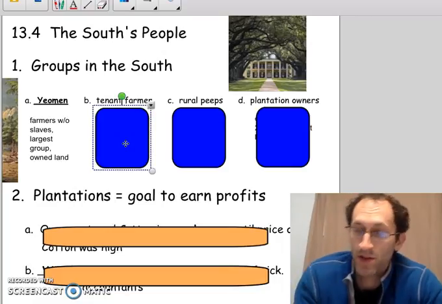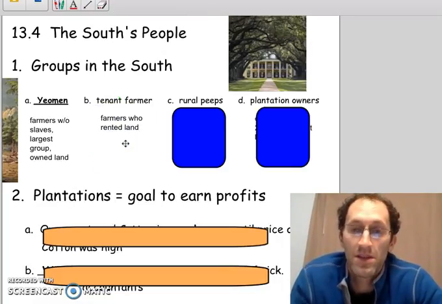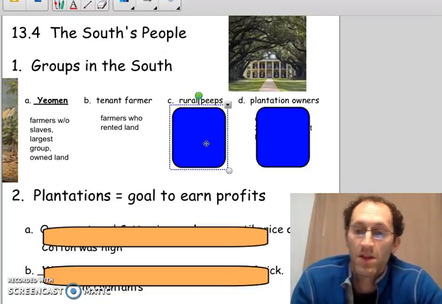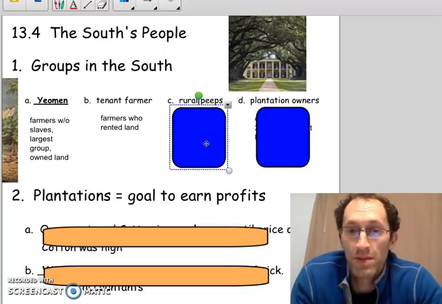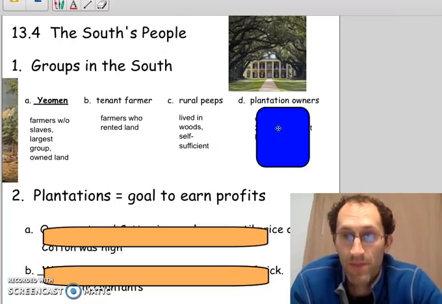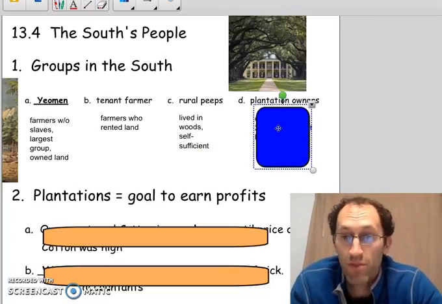Tenant farmers was another group, group number two. These were the groups that rented the land from maybe a plantation owner for a small fee. Rural people, these were the ones who lived in the woods. They were very self-sufficient. Typically, they would own maybe a slave, but doubtful at that. Plantation owners were a very small portion of the population.